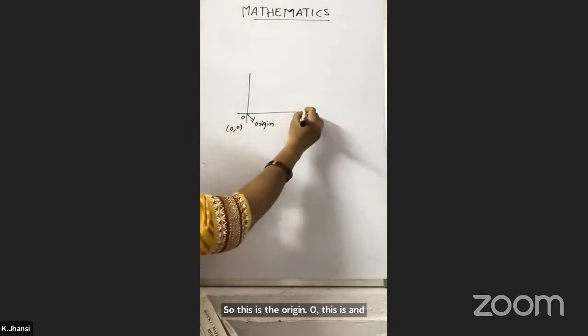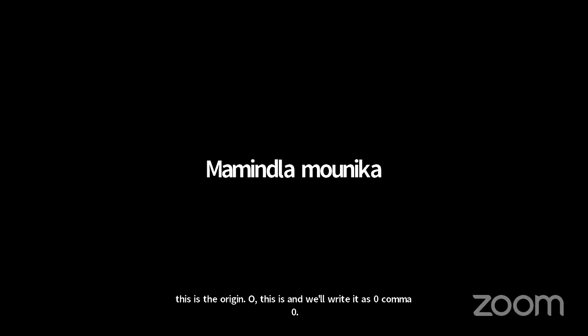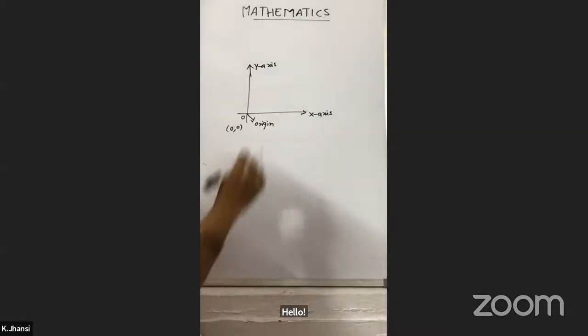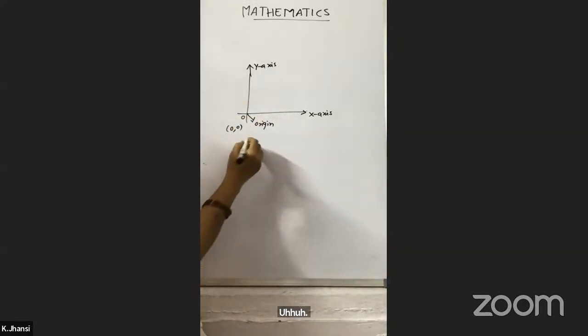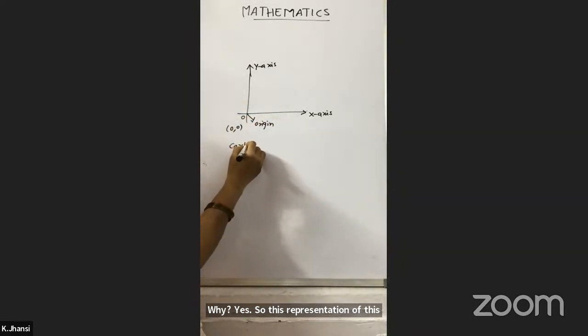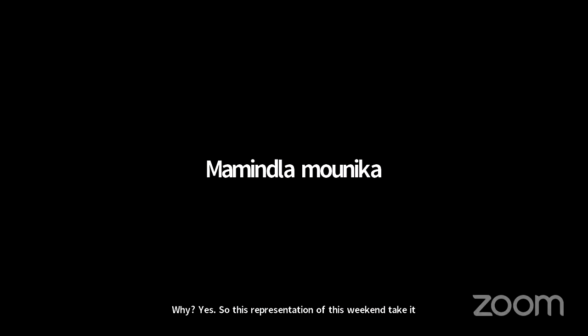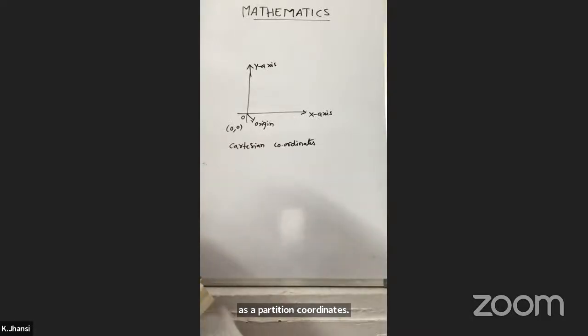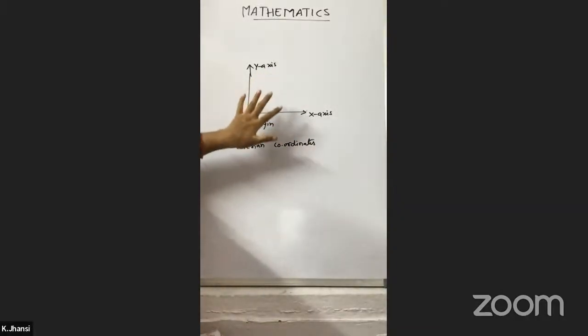Okay, so this is the y-axis. So this representation, we can take it as Cartesian coordinates. So with the help of this x-axis and y-axis, we'll draw the graphs.